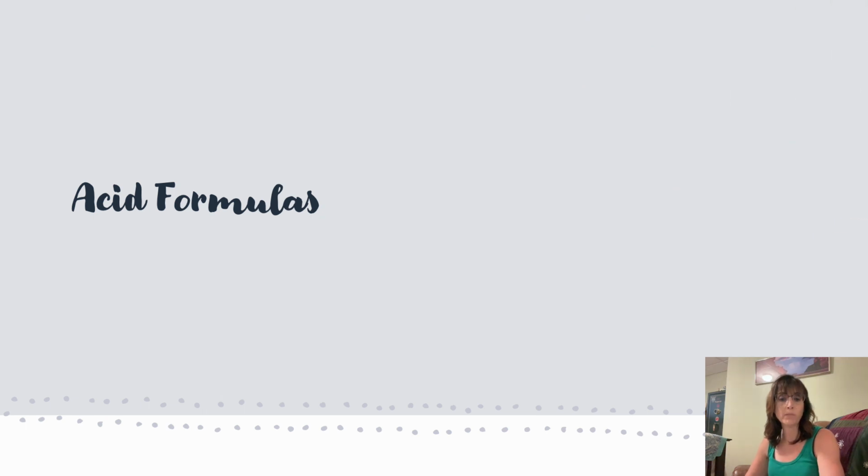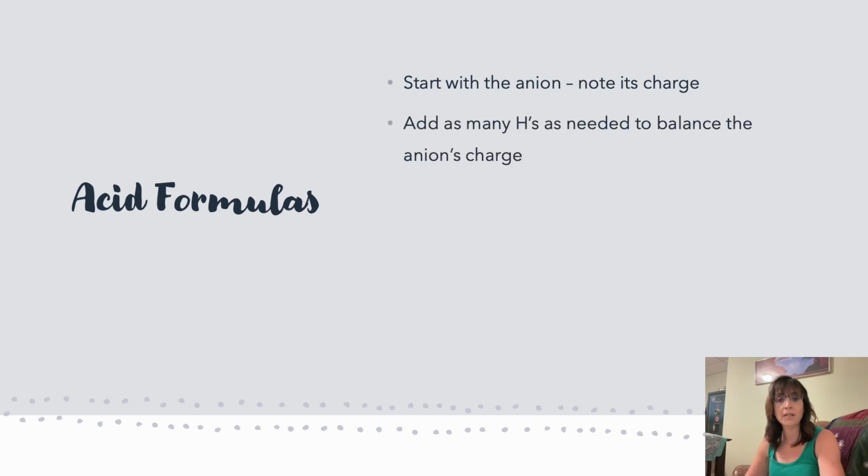Let's look at one more thing, how to write an acid formula. It's actually easier than you think. The first thing you want to do is start with the anion, the negative charged piece of it. Note its charge, and then add as many H's as you need to balance out that anion's charge. For example, hydrosulfuric acid. We have the word hydro, so you know it's only 2 elements, hydrogen with sulfur. You look up sulfur, it's a -2. I'm going to need 2 H's, thus H2S.